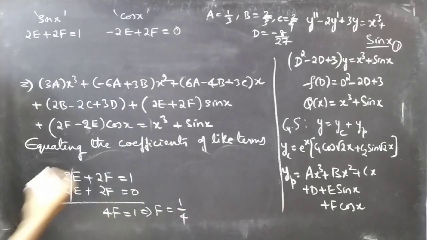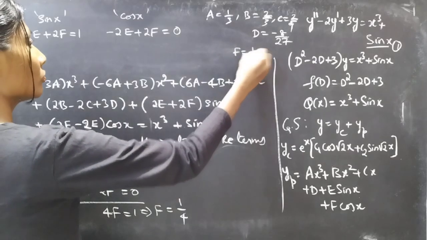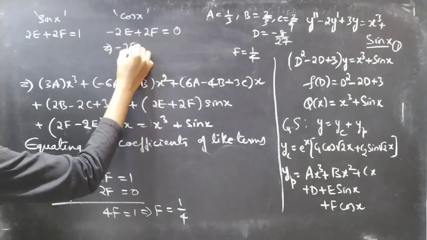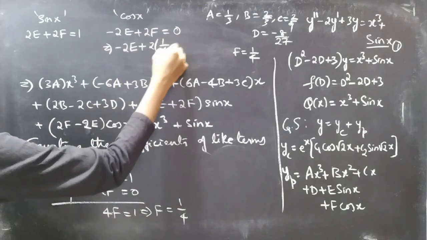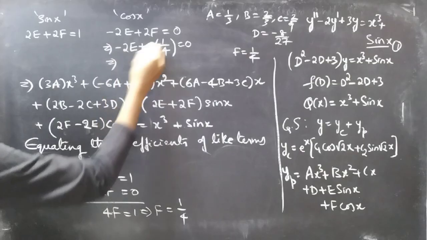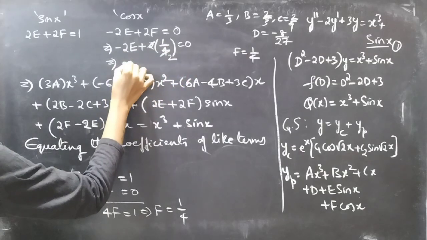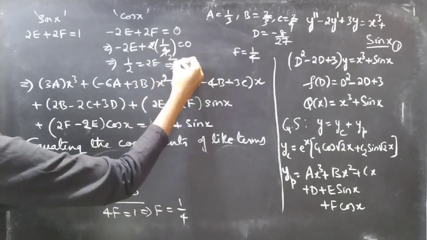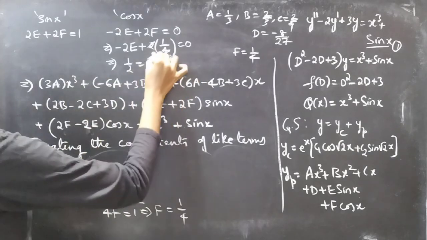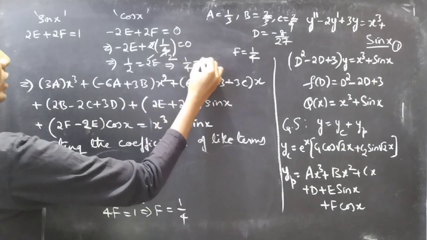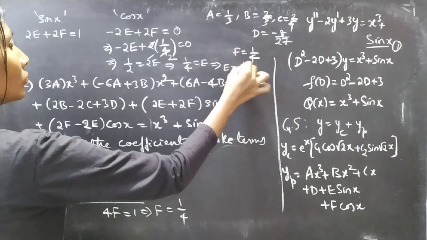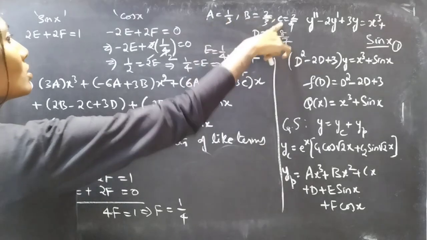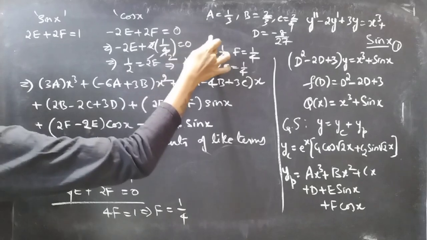F equal to 1 by 4. Now substitute the value of f in this equation. You will get 1 by 2 equal to 2e, or just bring this 2 to LHS, you will get 1 by 4 equal to e, that is e equal to 1 by 4. So we got the values of a, b, c, d, e and f, right?